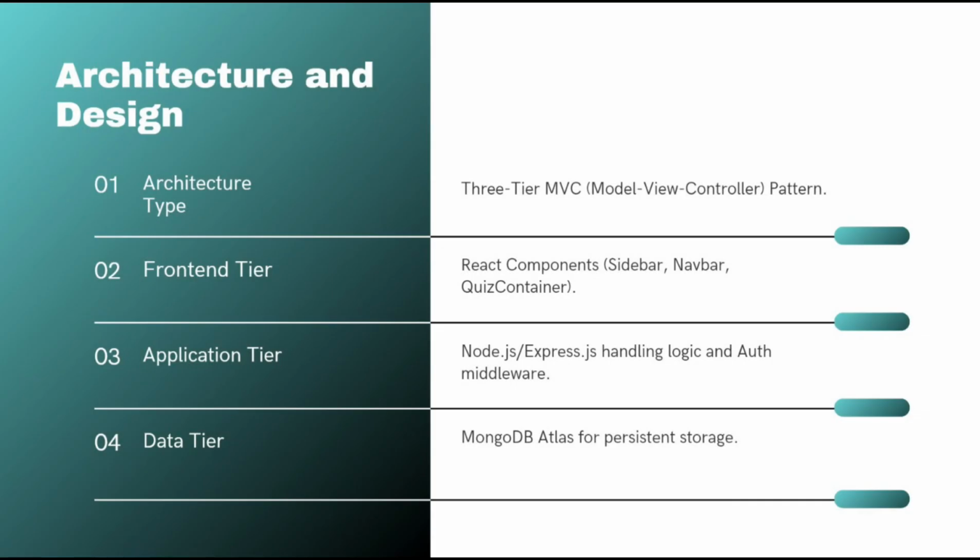Architecture and design. Architecture type: front-end tier, application tier, data tier. For the architecture, I followed the MVC pattern, which stands for model, view, and controller. This helped me keep my code organized and maintainable. Models handle the database structure in MongoDB. Routes define the API endpoints. Controllers manage the logic behind each request. This separation made the code cleaner and easier to debug. For communication between frontend and backend, I used Axios, which helped me send and receive data through APIs.